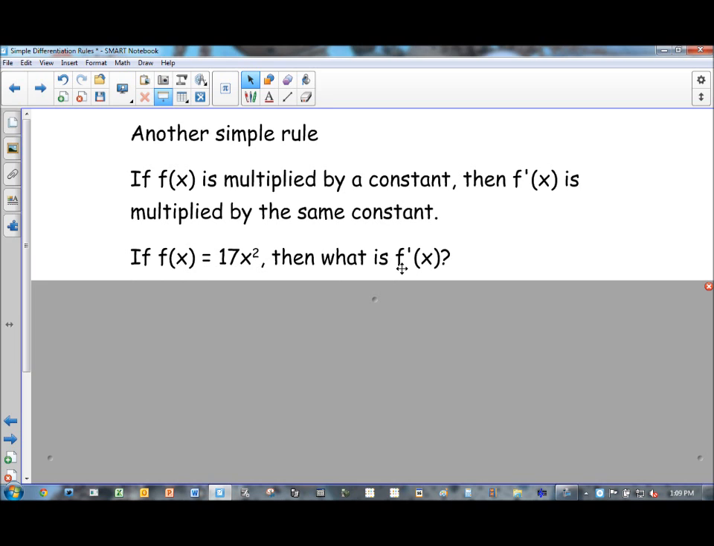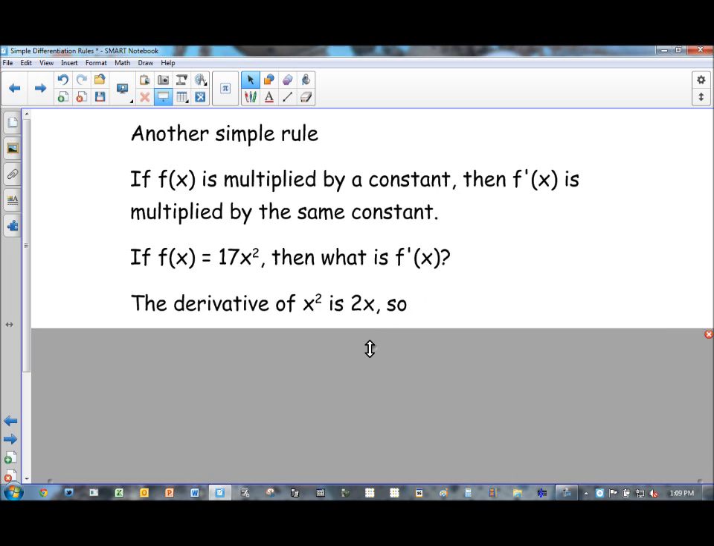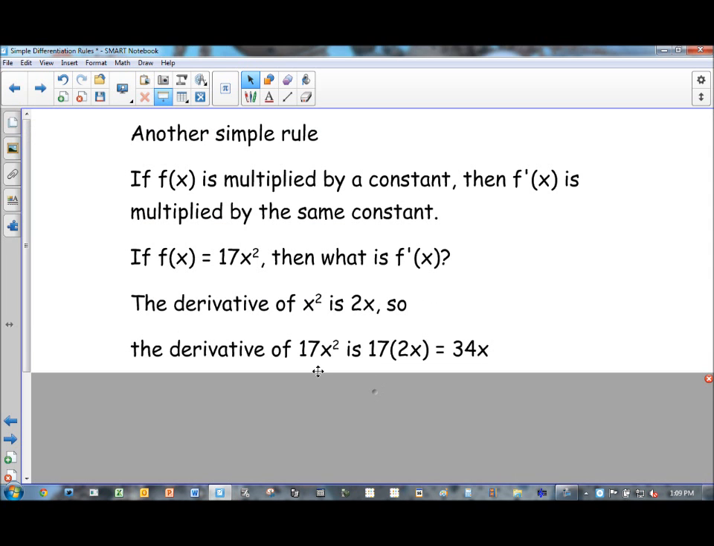Okay, so for example, if I had f of x equals 17 times x squared, then what is the derivative of f of x? Well, I know that the derivative of x squared is 2x. So if I multiply that by 17, I'm going to multiply the derivative by 17 as well. So that means that the derivative of 17x squared is equal to 17 times the 2x, which is the derivative of x squared, and that works out to be 34x.